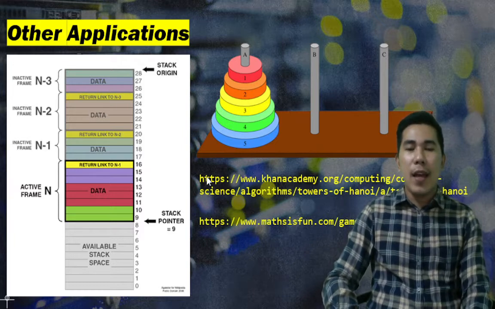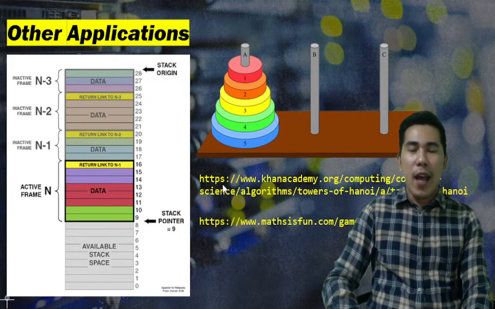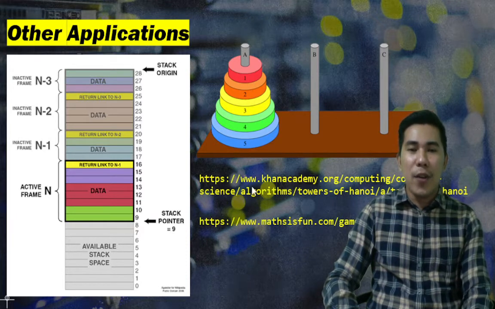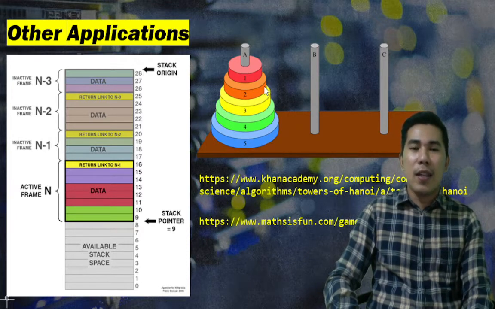I have here a link, so you can actually visit that one. It's where you can play a game for this Tower of Hanoi. There's a game actually there. It's an animated game.